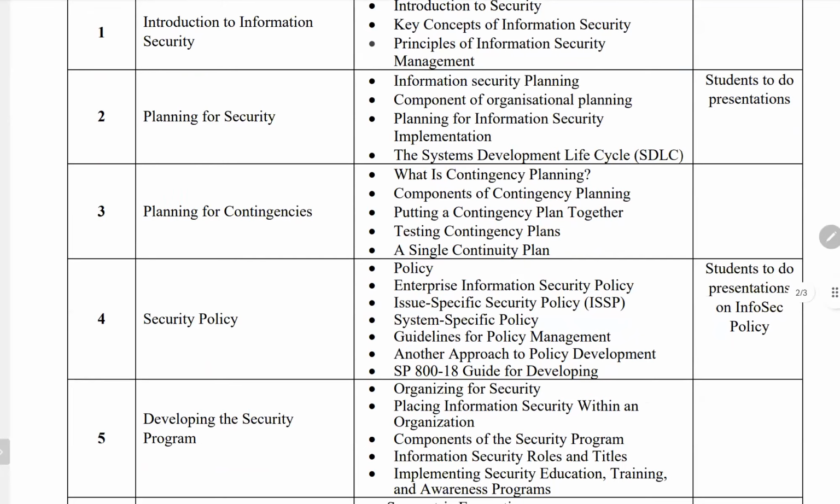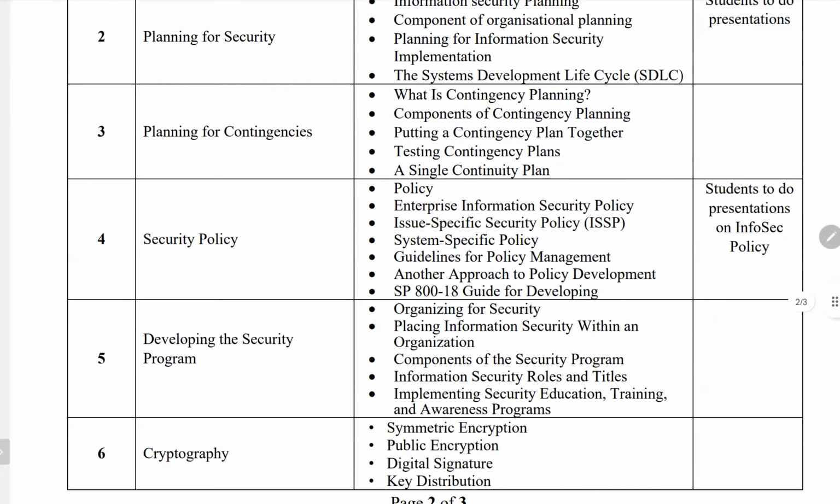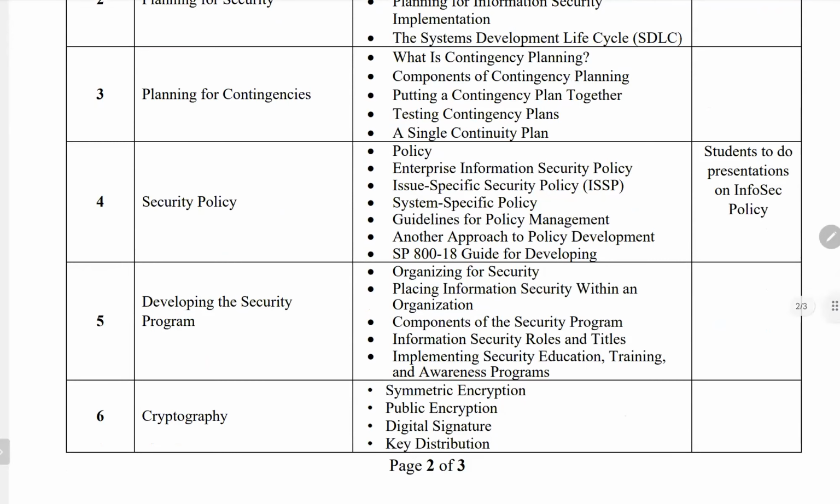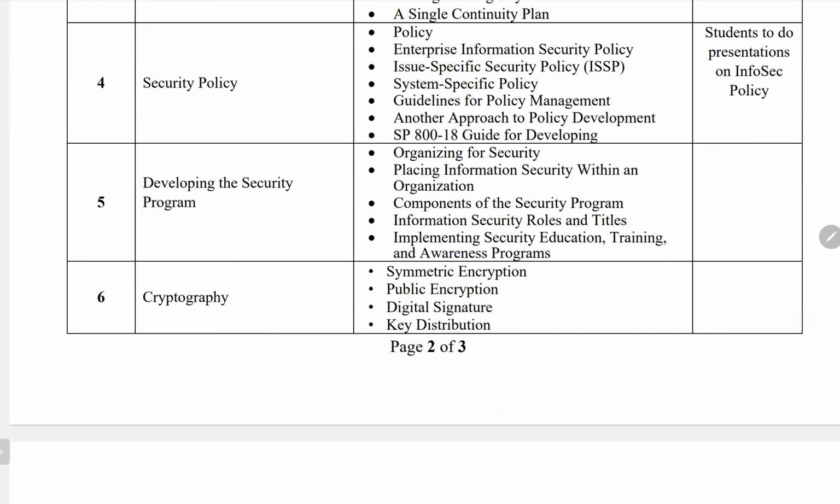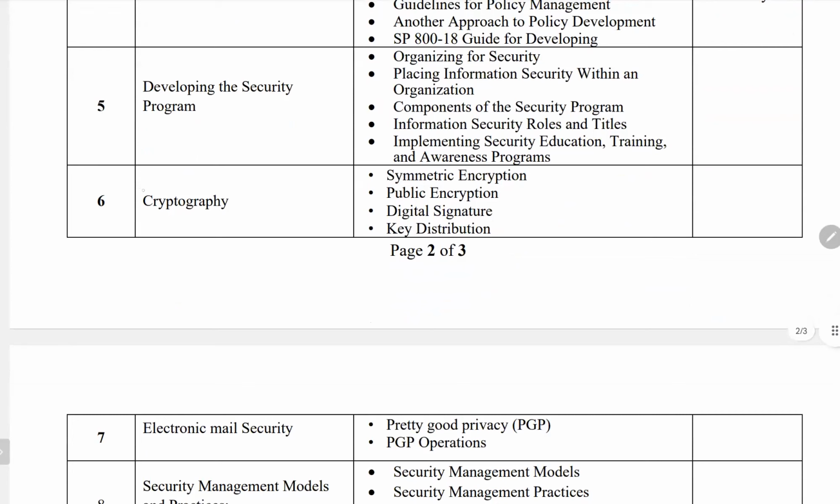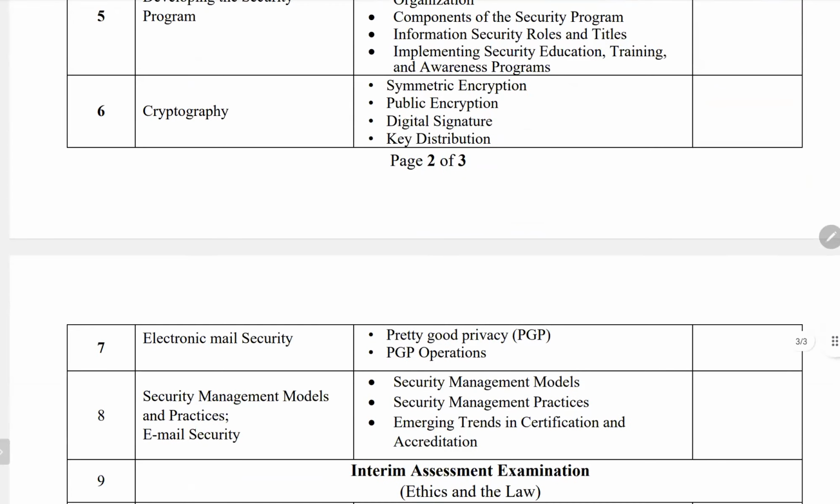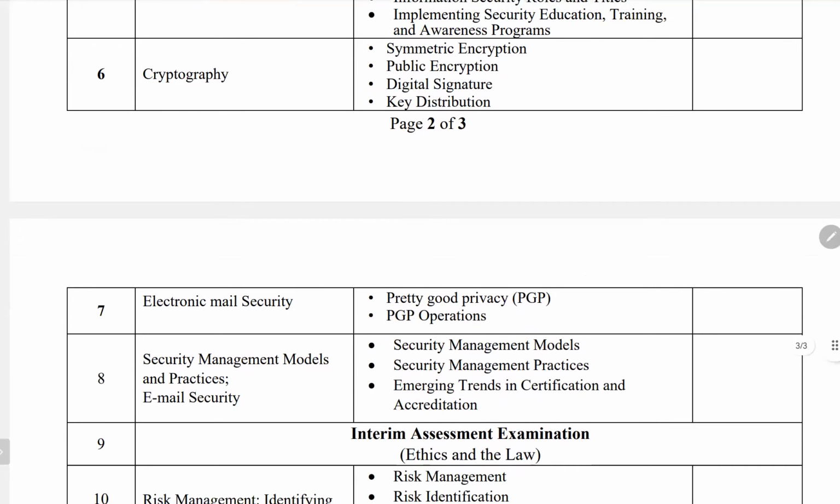So week 3, we look at planning for contingencies. And of course, the subtopics are here. Then we look at security policy. Then we move on to developing the security program. And also, within week 6, we look at cryptography. So like I said, we may not focus too technical. The technicalities may be in terms of writing some sort of algorithms and all that.